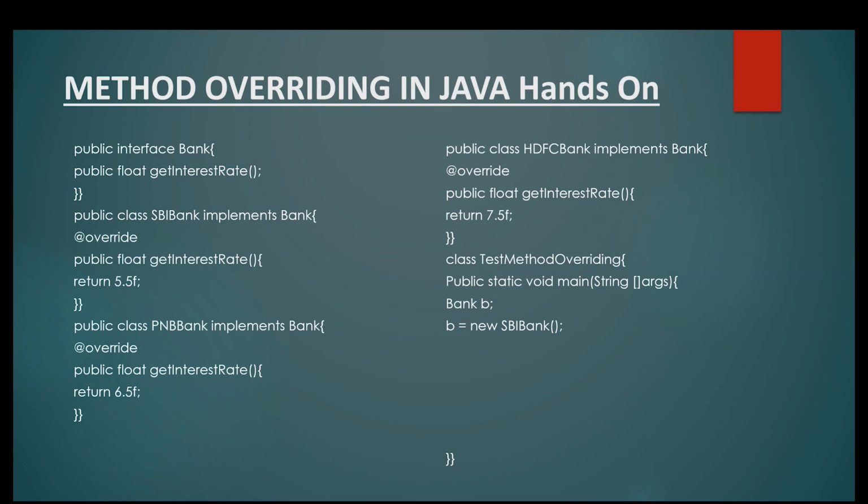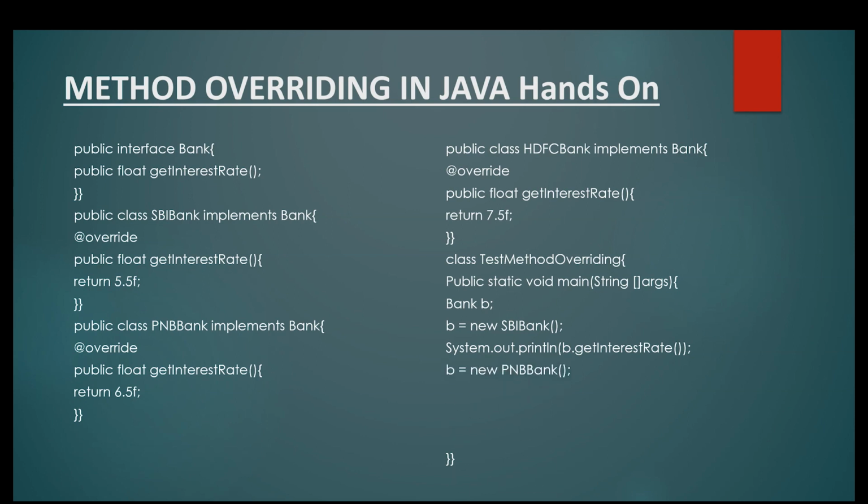Now, in the next line, I'm trying to print b dot get interest rate. So b is a reference of bank, right? Whenever you call this method get interest rate, JVM will go to the bank interface and try to find a method get interest rate. It will find one, but it's an abstract method. Then it will try to find out which object is there in the b reference. It's SBI bank, so it will go to the SBI bank and check whether it is implementing the bank or not. It is implementing, so it will call this overridden method and it will return 5.5.